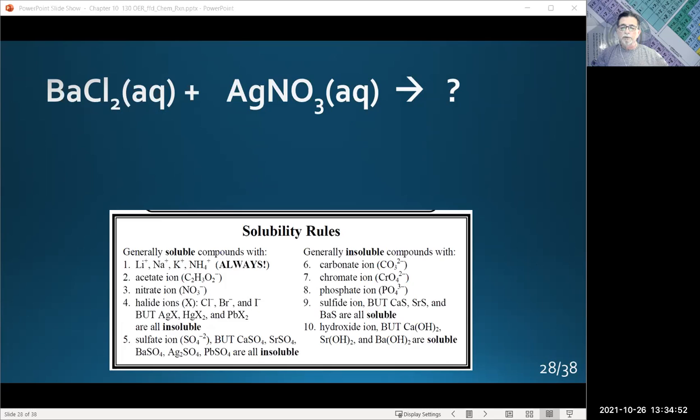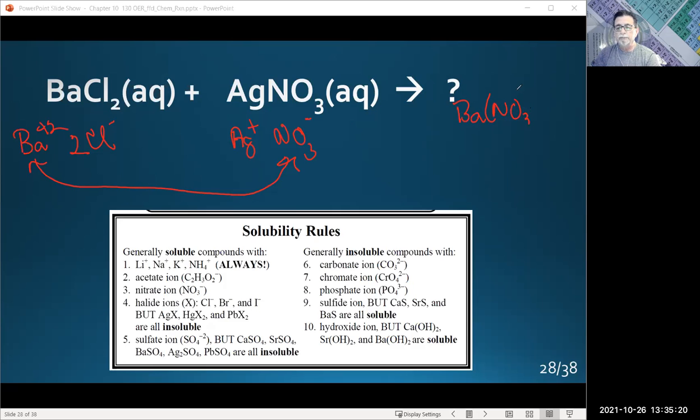All right, let's try one more. We have barium chloride, so break it down to ions. We got 2 chlorides. And then we know silver is always a +1, and the nitrates are always a -1. Okay, so we're going to take the barium and exchange it with the nitrates. And that gives me barium nitrate, 2 of them. We get a +2 in barium, and the nitrates are -1. I need 2 of them. Check out the solubility. Nitrates are always soluble, so this one is aq.